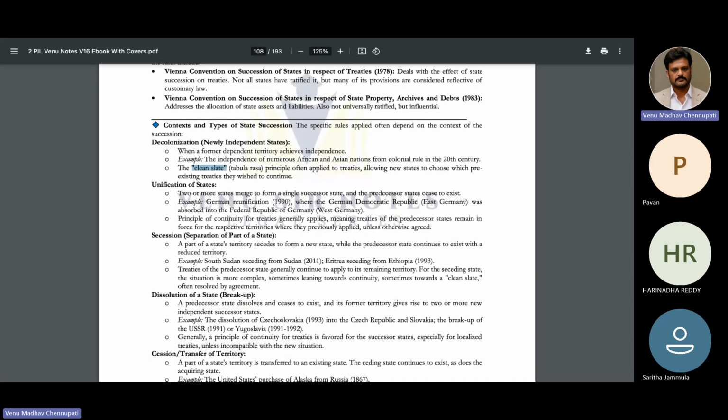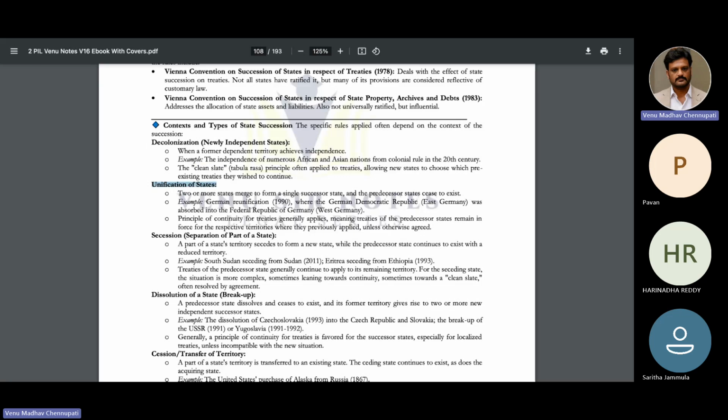And then the second one is unification of states. This is an interesting thing where two or more states merge into a single successor state, and the predecessor states cease to exist.